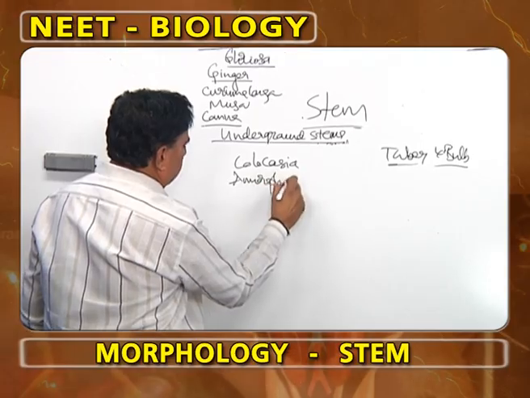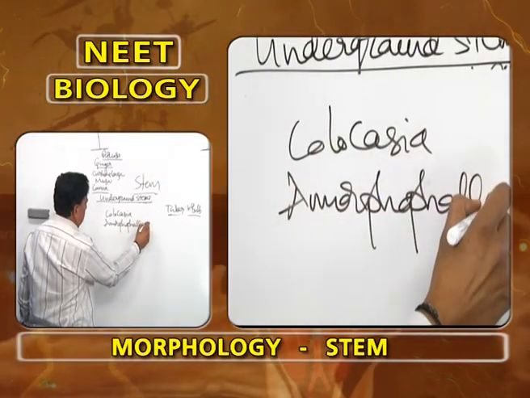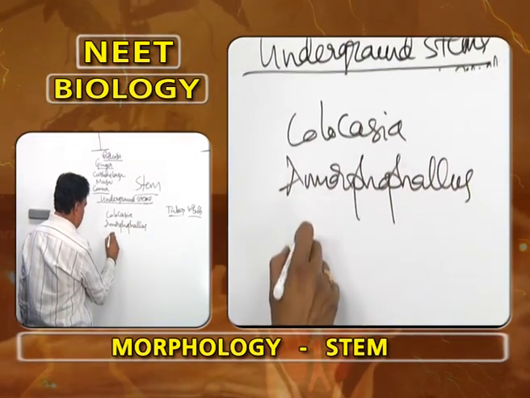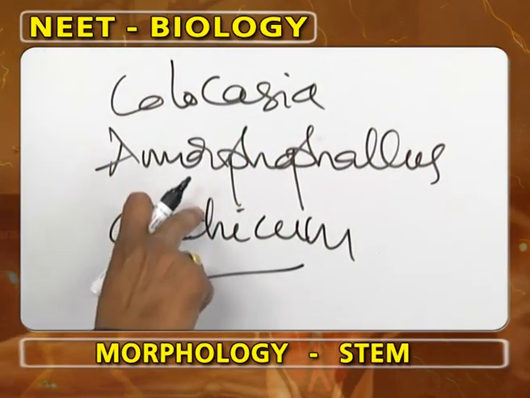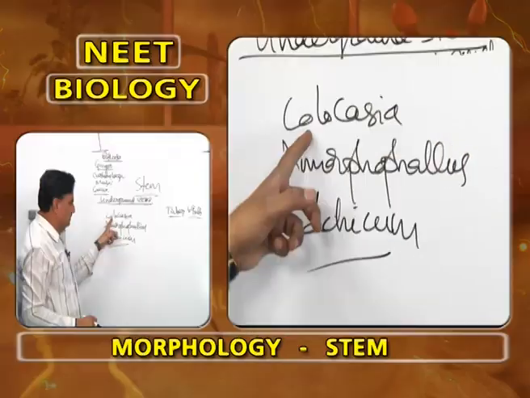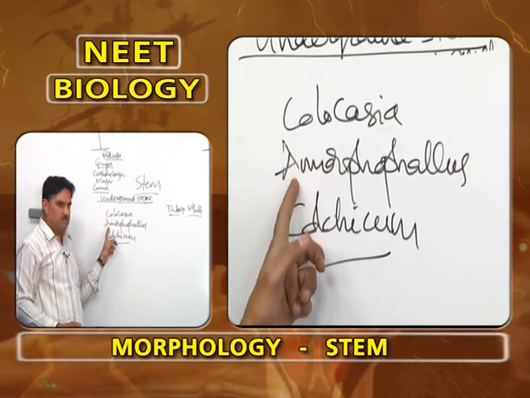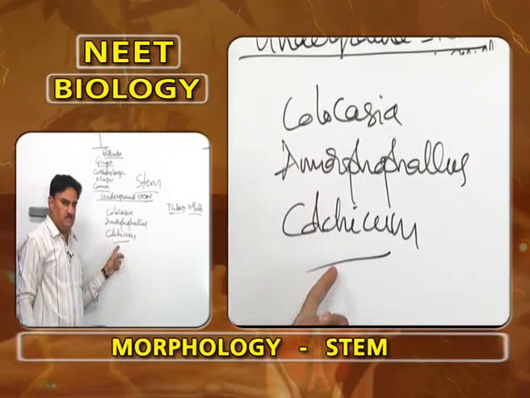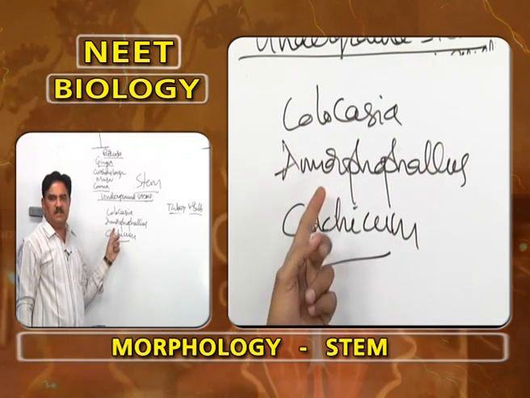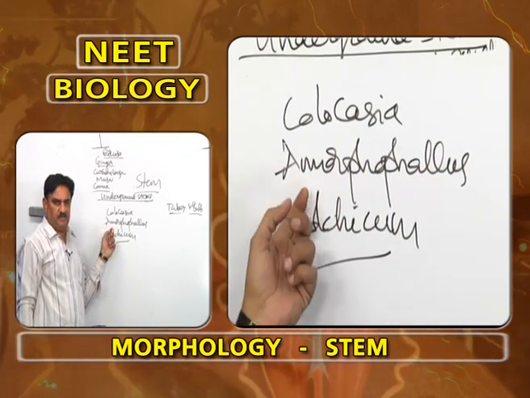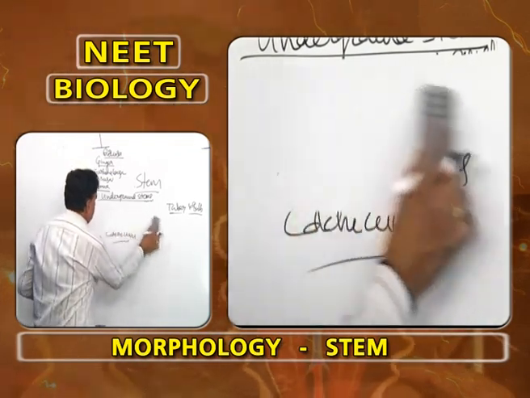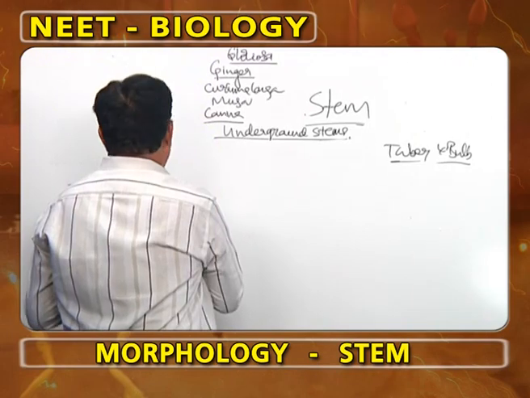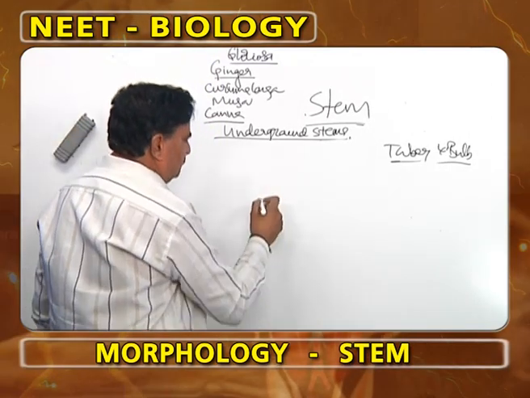Amorphophallus, and culms are also found in Colchicum. So, Colocasia shows a culm, Amorphophallus shows a culm, and Colchicum also shows a culm. In Amorphophallus particularly, clear development of contractile or pull roots will be there, which places the culm at a particular depth in the soil.